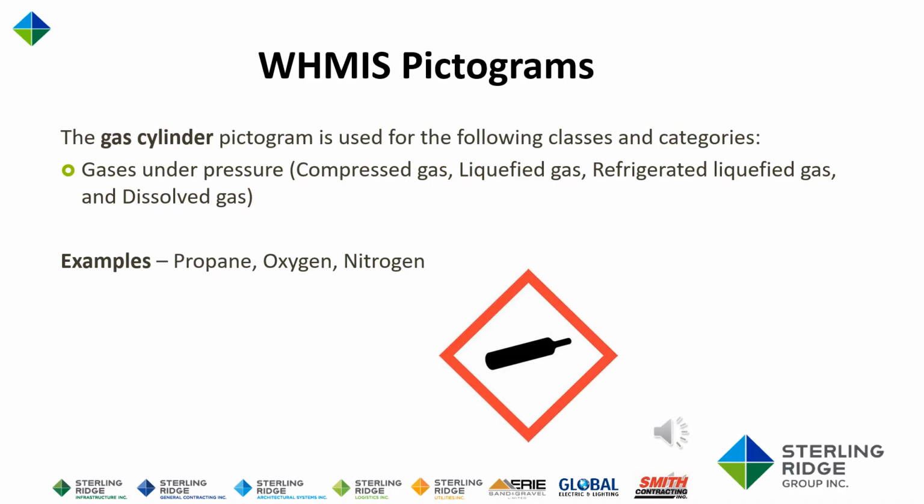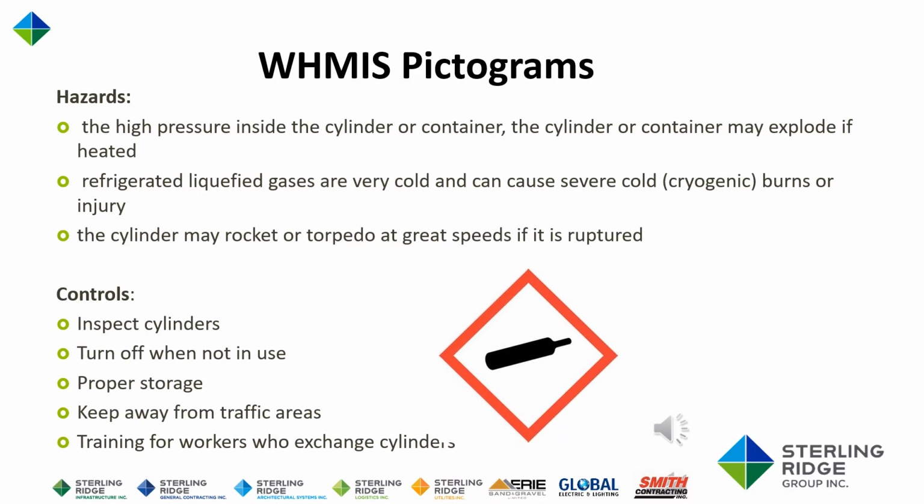WHMIS pictograms. The gas cylinder pictogram is used for the following classes and categories: gases under pressure, compressed gas, liquefied gas, refrigerated liquefied gas, and dissolved gas. Examples: propane, oxygen, nitrogen. Hazards: the high pressure inside the cylinder or container. The cylinder or container may explode if heated. Refrigerated liquefied gases are very cold and can cause severe cold, cryogenic, burns, or injury. The cylinder may rocket or torpedo at great speeds if it is ruptured.